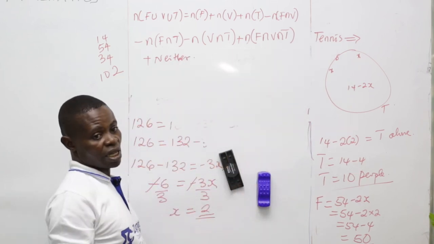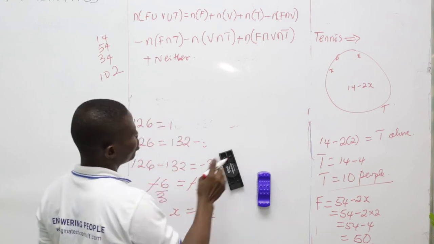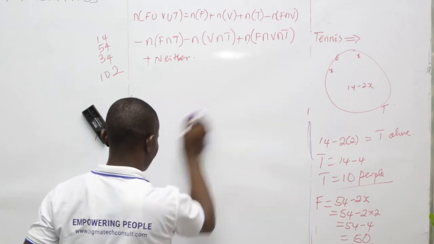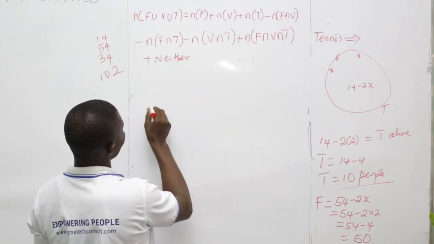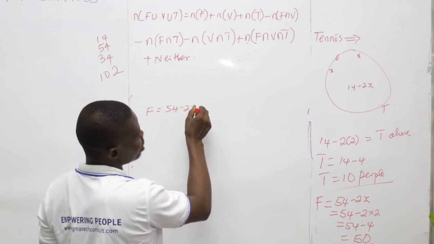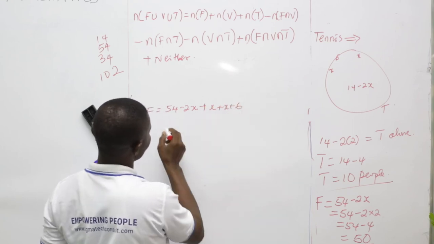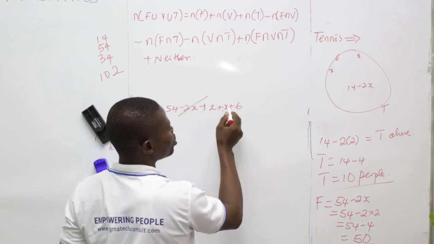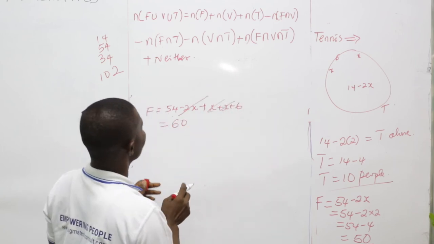You want to try it? Let us see it. You can see it there now. For football, there is going to be a long one, but let's try to sort it out. For football, F equals 54 minus 2S plus S plus S plus 6 to give us what? Minus 2S plus 2S gone. Meaning this plus this, 60. We have football as 60.